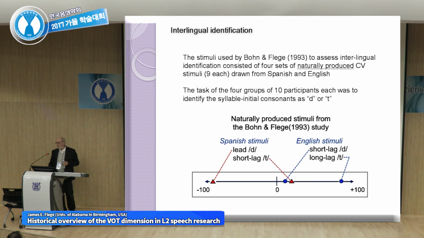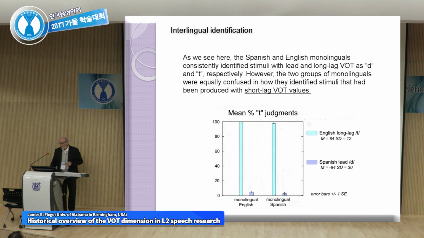The stimuli we used to assess interlingual identification consisted of 4 sets of naturally produced CV stimuli drawn from Spanish and English. The task of the 4 groups of participants was to identify the syllable initial consonant as D or T. As we see here, the Spanish and English monolinguals consistently identified stimuli with lead and long-lag VOT as D and T respectively. However, the 2 groups of monolinguals were equally confused in how they identified stimuli that had been produced with short-lag VOT.